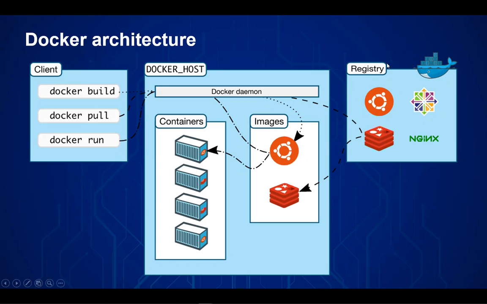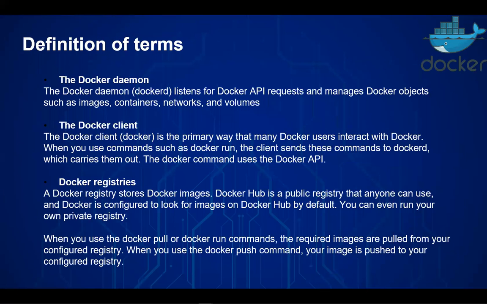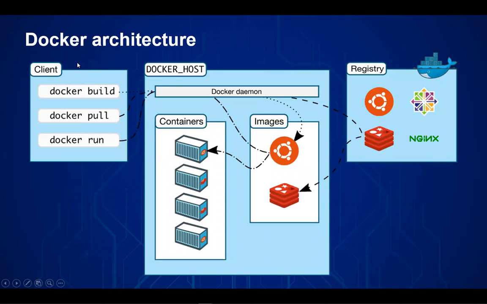We also see we have a registry here. I'm going to show you the Docker registry shortly. So some of the terms you've heard me mention include the Docker daemon, Docker client, and the Docker registry. Basically, the Docker daemon, which is dockerd, listens for Docker API requests and manages Docker objects such as images, containers, networks, and volumes.